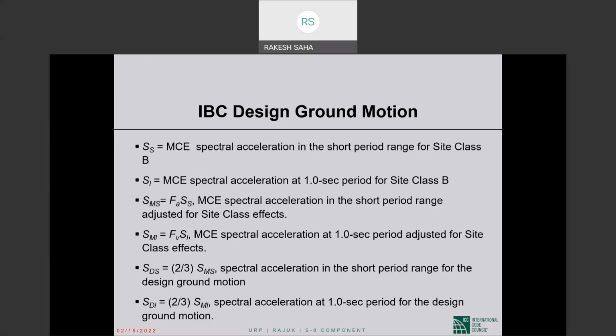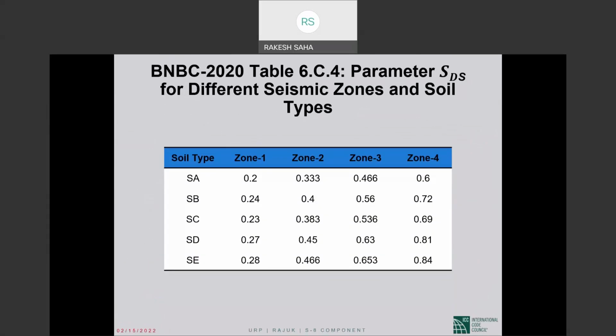Okay. In design, we design for 2/3 of the soil modified MCE quantities. S sub DS is 2/3 of S sub MS, and S sub D1 is 2/3 of S sub M1. All of this I have gone through with you on at least one previous occasion.